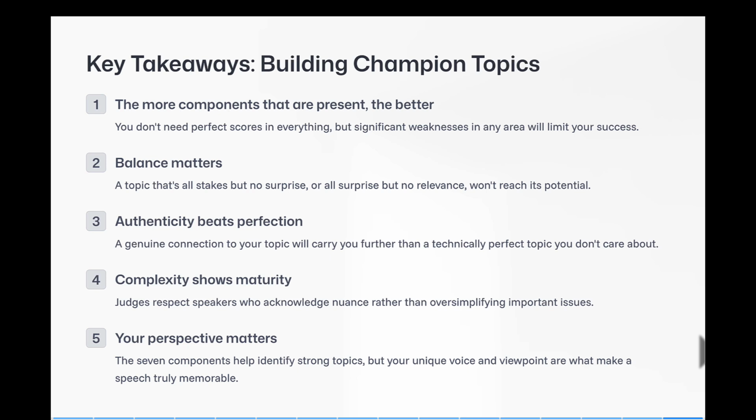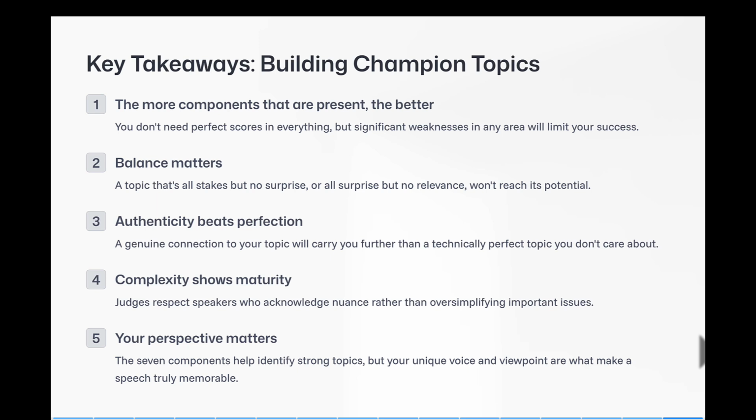Second, balance matters. A topic that's just all in on one, like all stakes but no surprise, or all surprise but no relevance, just won't reach its potential. So you want to have a good balance of as many of these as you can. Third, authenticity beats perfection. So a genuine connection to your topic will carry you a lot further than a technically perfect topic that's checking a lot of boxes that you don't actually have a strong connection to. Fourth, complexity shows maturity. So I think judges and audiences really respect speakers who acknowledge nuance rather than just oversimplifying important issues. And fifth and finally, your perspective matters.